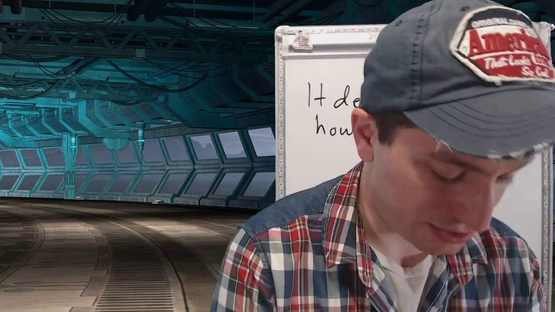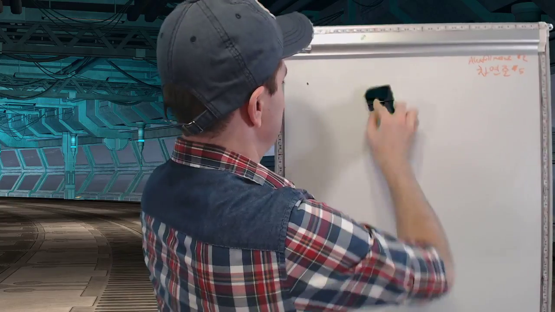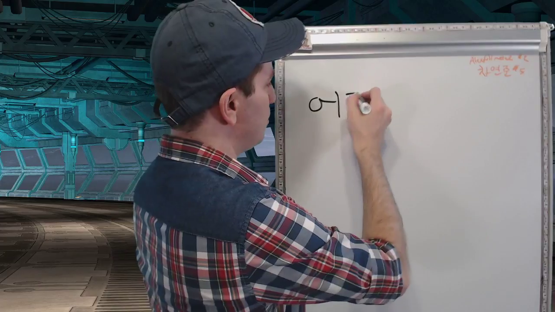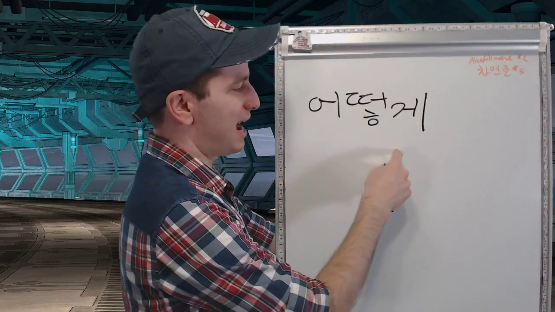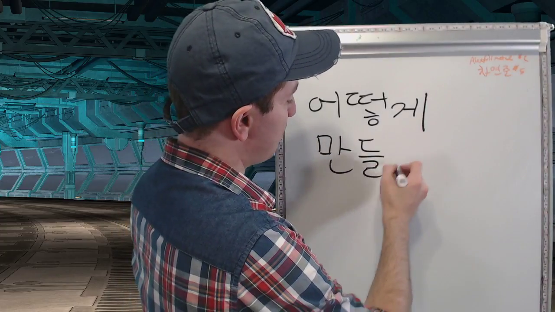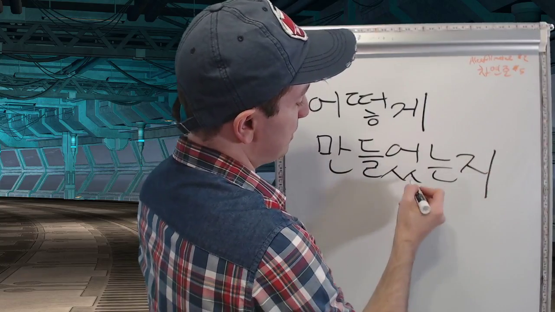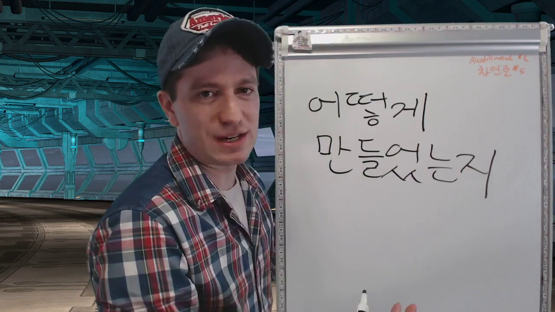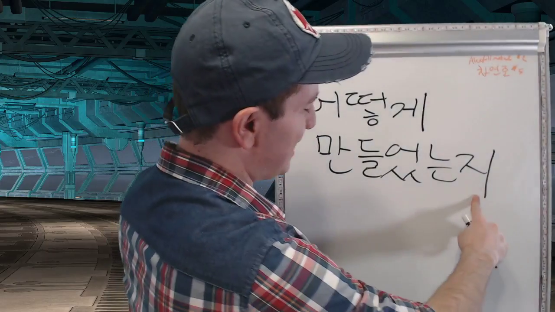The lesson must continue. So let me show you guys how we can say this sentence. It depends on how you made it. So how you made it. 어떻게 is how. 어떻게 is an adverb that means how. 만들다 is to make. So we have 만들었는지. Again, if you're not familiar with this conjugation, please watch my lesson on 지. It's a full live stream. Goes through all of the uses of 지. 어떻게 만들었는지, how you made it.